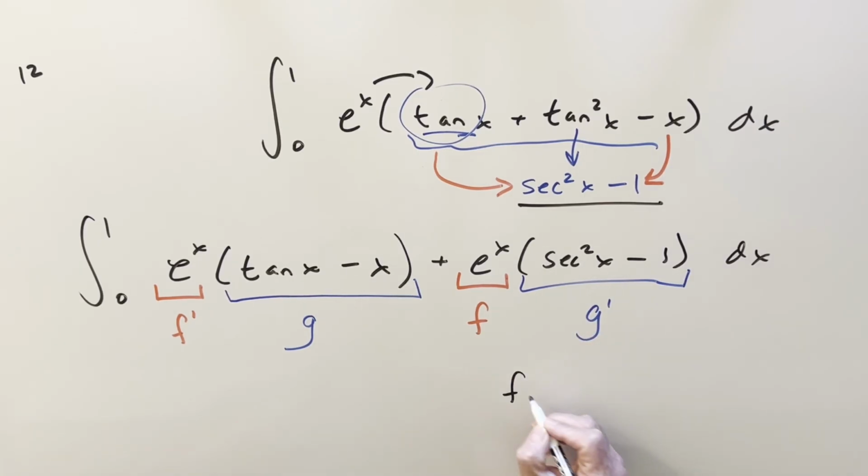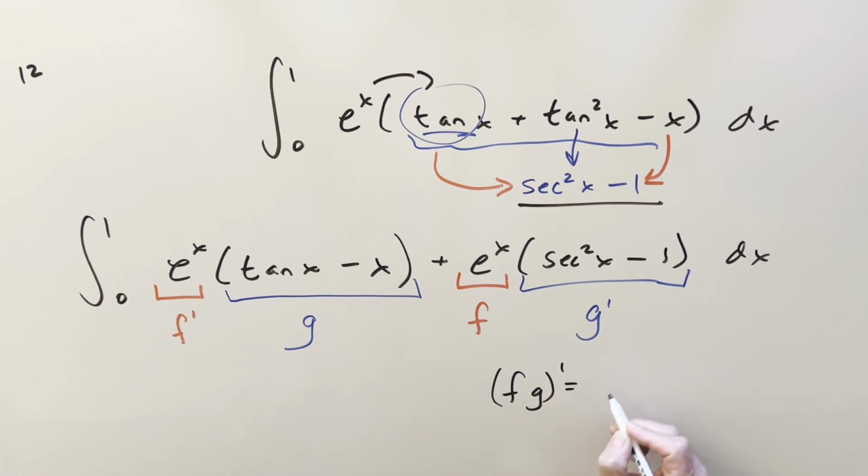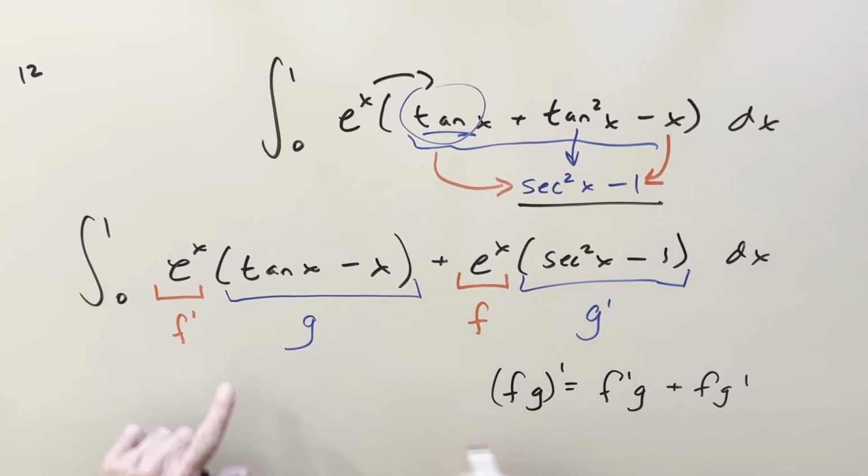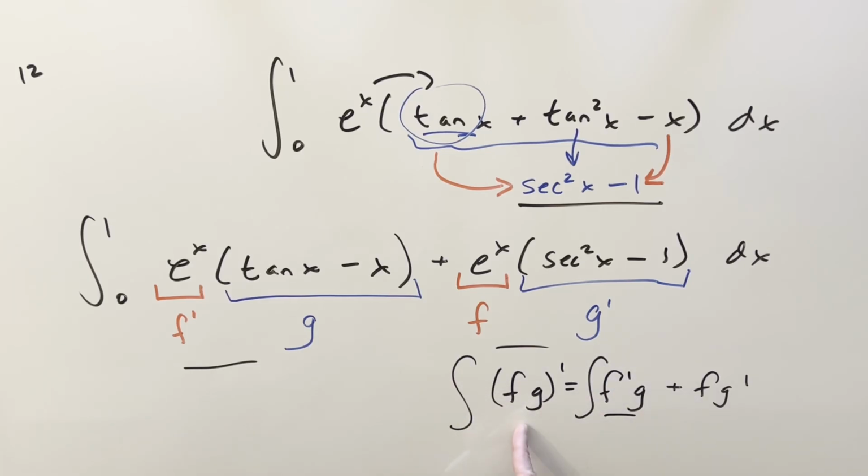Quick review of the product rule. When we have two things, f times g, and we take a derivative on this, what we get is f prime g plus f g prime. That's exactly what we have here and here. The whole thing's in an integral, right? But when you have a derivative inside the integral, what comes back is just going to be the same as fg plus a constant.